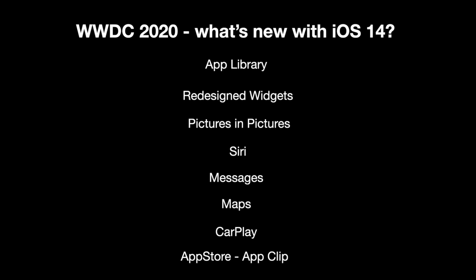So as we all know, today was WWDC 2020 and we got iOS 14 today. So let's see what's new in iOS 14. So in today's announcement, we had multiple things in iOS 14, and these are the main things. We had app library, redesigned widgets, picture in picture, new Siri, new features in messages, new features in CarPlay and maps, and a new feature for App Store, which is called App Clip. So let's dig deep into these things. We'll just go through each of these and see what all of these things do.